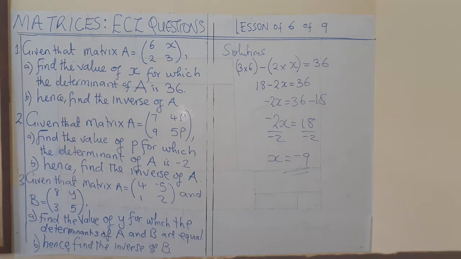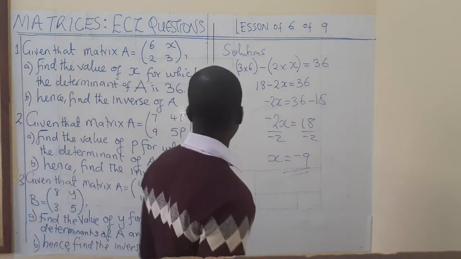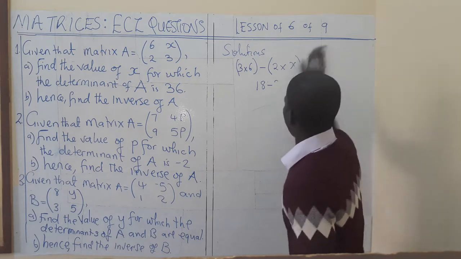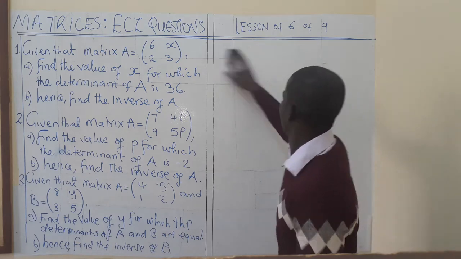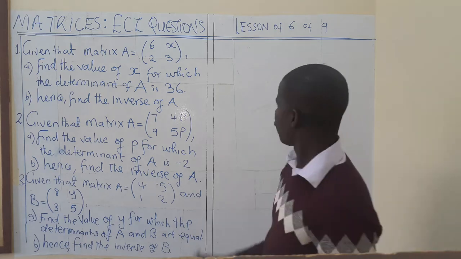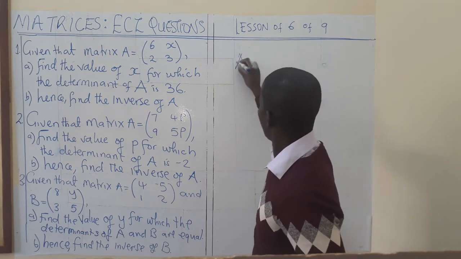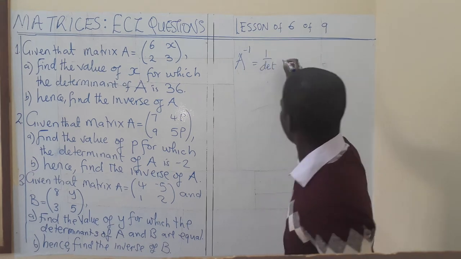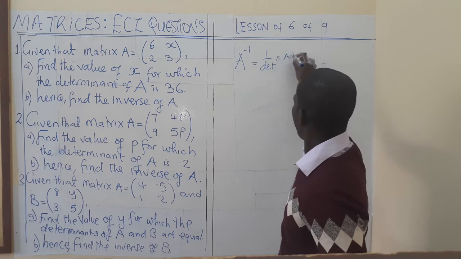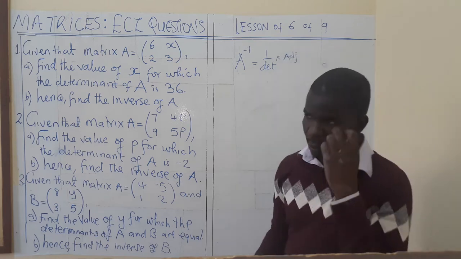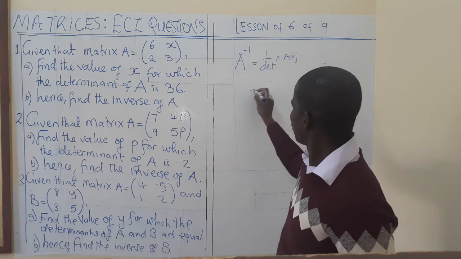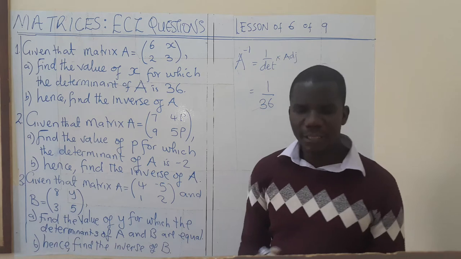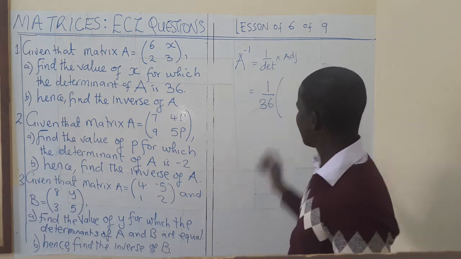Then we look at the inverse. How do we find the inverse of the same question? So for the inverse of A, it's equals to 1 over the determinant multiplied by the adjoint of this matrix. So what are we supposed to do? 1 over 36, which is the determinant, multiplied by the adjoint.